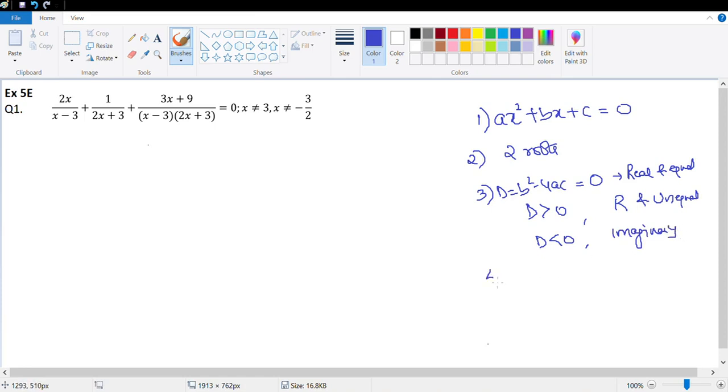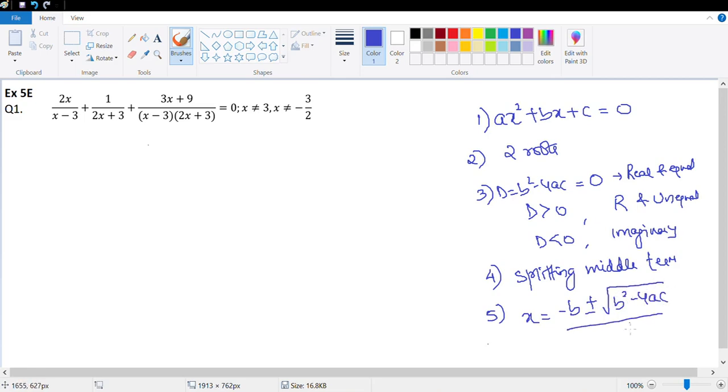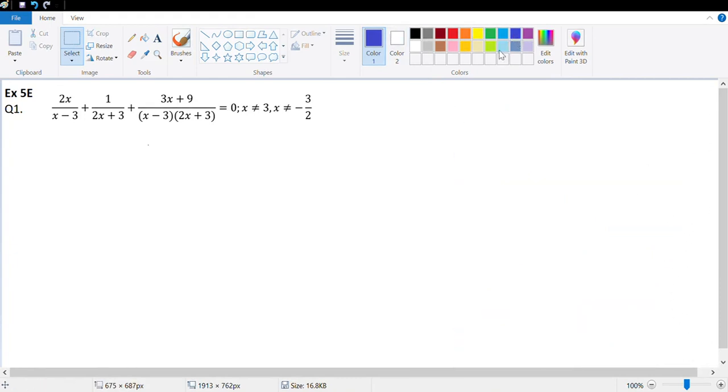The next exercise talked about splitting the middle term and finding the solution of a quadratic equation by factorizing. And then the last one that we did was solving a quadratic equation using the formula, which is x is equal to minus b plus minus the square root of b square minus 4ac, upon 2a. So this is all we've done in this chapter. There's no new concept that we need to talk about for this exercise. So let's solve some more questions based on what we've already learned.